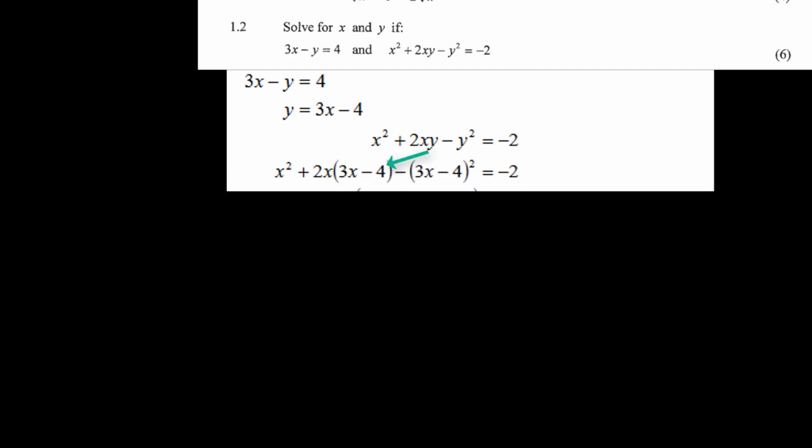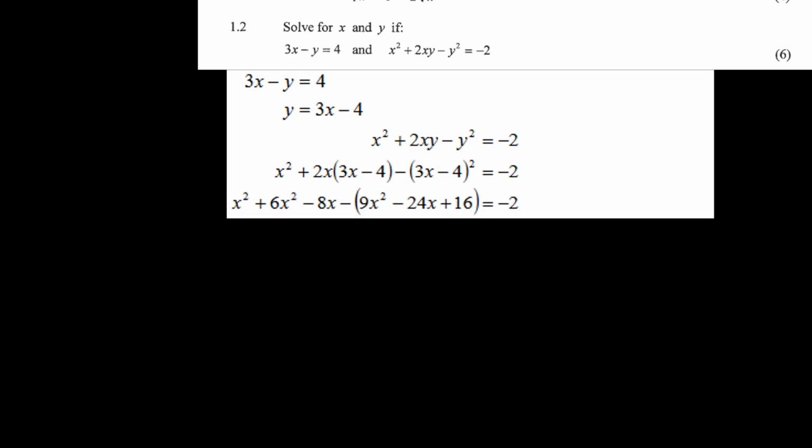Question 1.2. This is for 6 marks, but it's actually just a simple substitution. You just have to focus on getting the algebra right. Take the first equation and get it in terms of y. So y equals 3x minus 4. Now substitute this into the second equation, x squared plus 2xy minus y squared equals minus 2. And this gives us x squared plus 2x times (3x minus 4) minus (3x minus 4) all squared equals minus 2. Multiply that out: x squared plus 6x squared minus 8x minus the quadratic 9x squared minus 24x plus 16 equals minus 2.